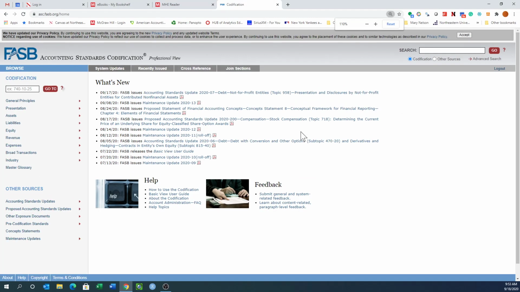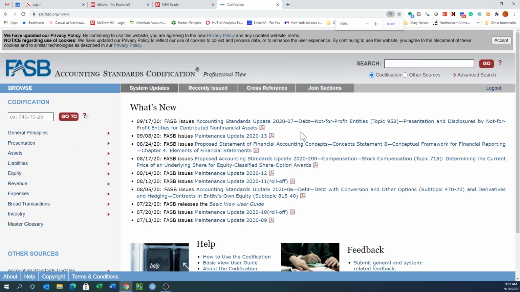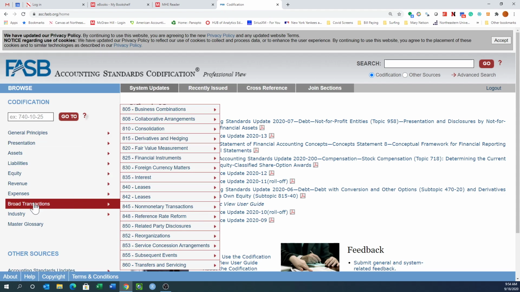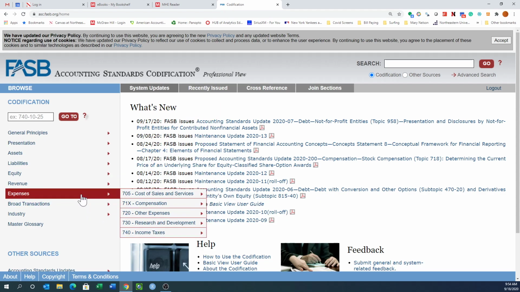So we want to make sure we're always looking at the codification, make this a little bigger so it's not difficult to see. And so we're dealing with compensation, right? So what section is it? Well, it's clearly not an asset. There are some liability elements to it, but when we think about compensation, it's an expense, right? Whereas when we're dealing with derivatives, that was in broad transactions, under expense, we're looking at compensation.